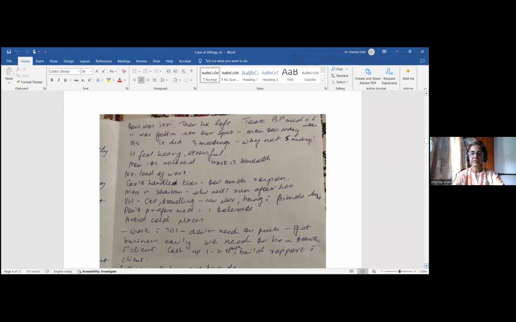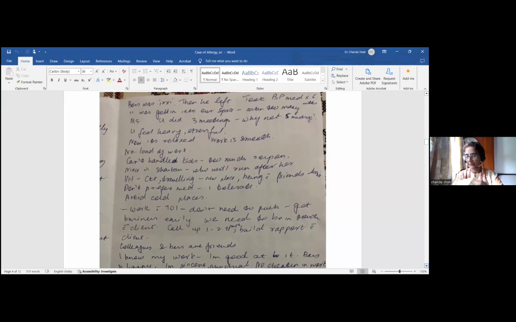So he said the boss was getting into our space. He was asking too many questions. The boss was nagging, okay, you did three meetings, why not five meetings? So then I asked, so what did you feel when the boss was pushing you so much? So he said, you feel heavy, stressful. Now the work is relaxed after the boss left. Now the work is smooth. There is no load of work.